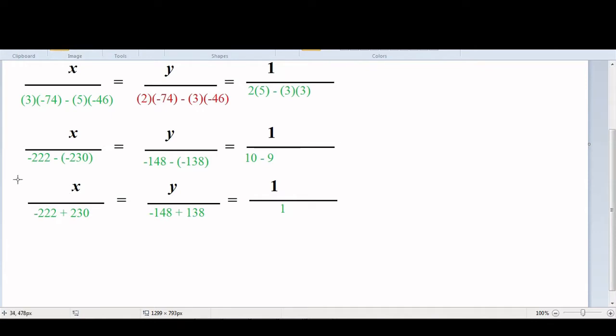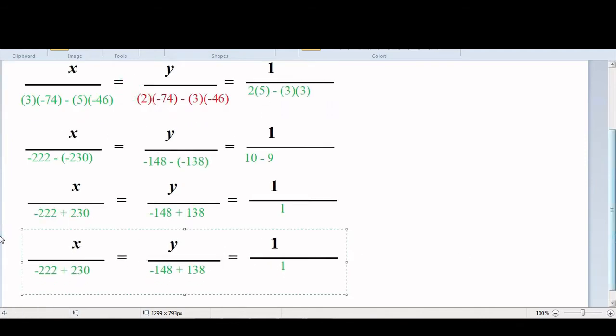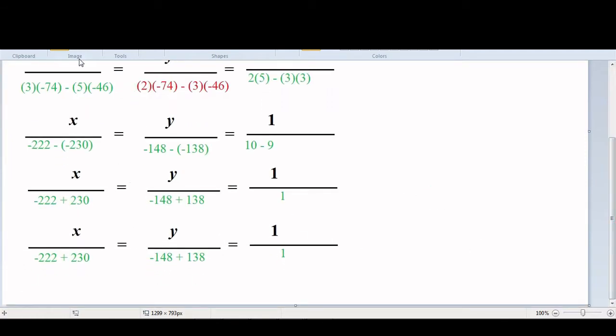Now by comparing, what will be the value? Here it will be only 8. Here it will be minus 10, and here it will be only 1. So here I will write 10, here I will write minus 8.